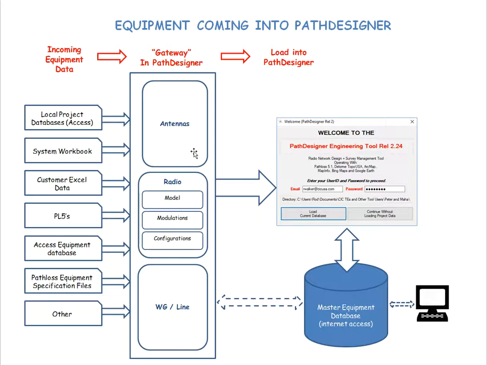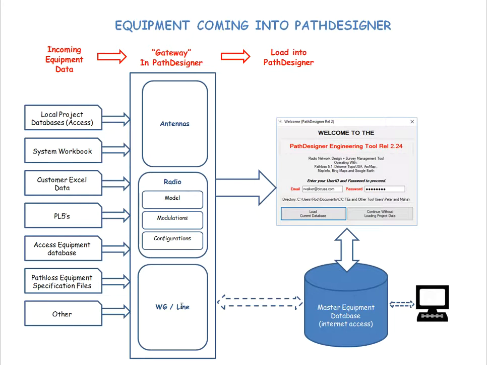There's 3 portions to it and 3 different environments. All 3 have to be satisfied before anything gets into the tool. Antennas, radios, and lines. Within the radios, there's detections for new models or models that don't exist in the master database, or maybe models that do exist, but you've brought in a modulation associated with that model that doesn't exist. And similarly, configuration. There may not be a configuration in the master database. It comes in with the data for the radio you're using.